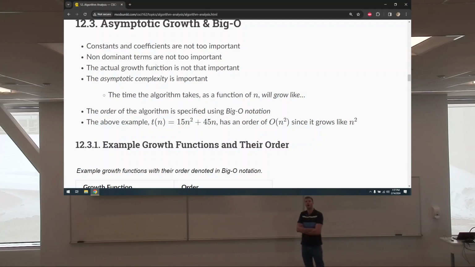So we would say our growth function T of n equals 15n squared plus 45n has a big O of n squared. Big O meaning the order of, like the time complexity is on the order of n squared. And we would write it like this.